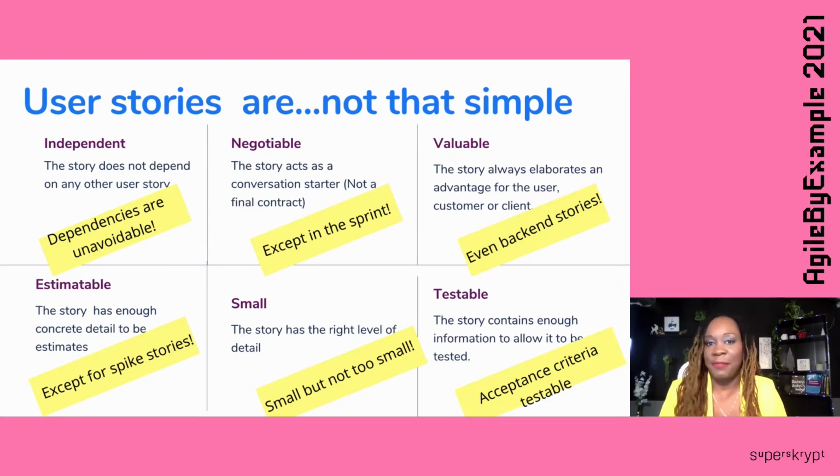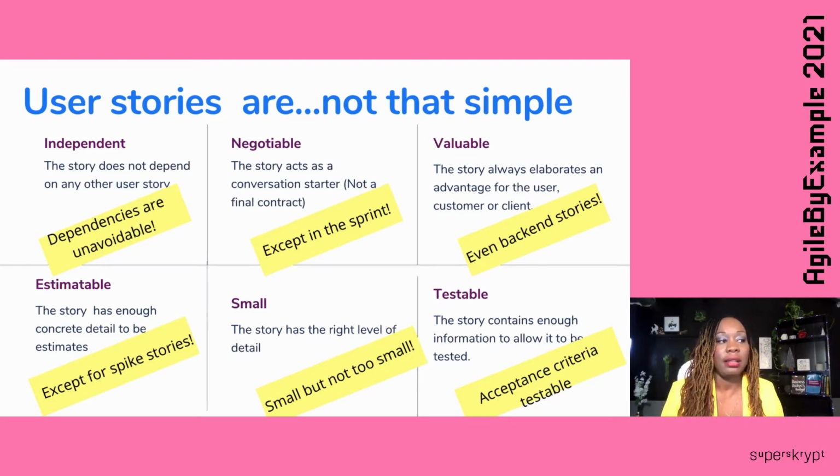Estimatable, except for spike stories, right? As you know, spike stories are the ones that you can't estimate because you may not have the information, you just don't know how to do something. So you write a spike story in order to go and investigate and figure out how to do that, and it's time boxed, right? So you need to put it within a time box.